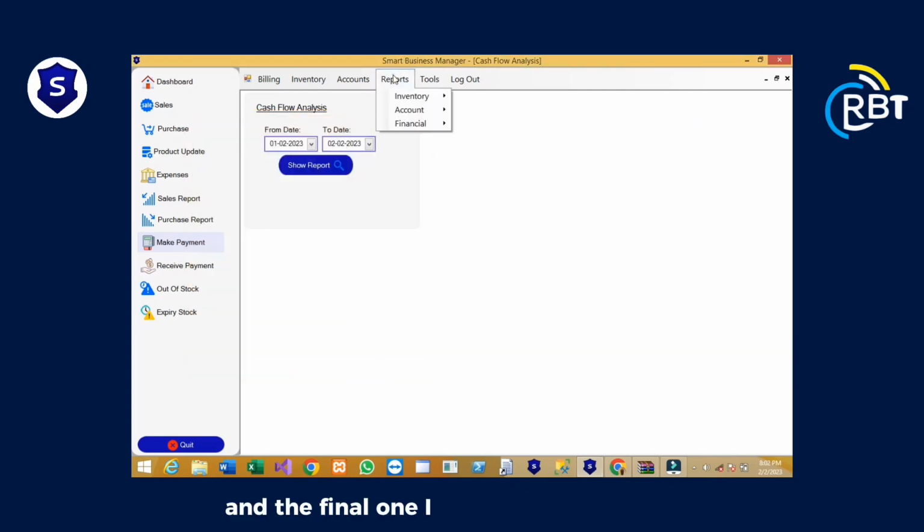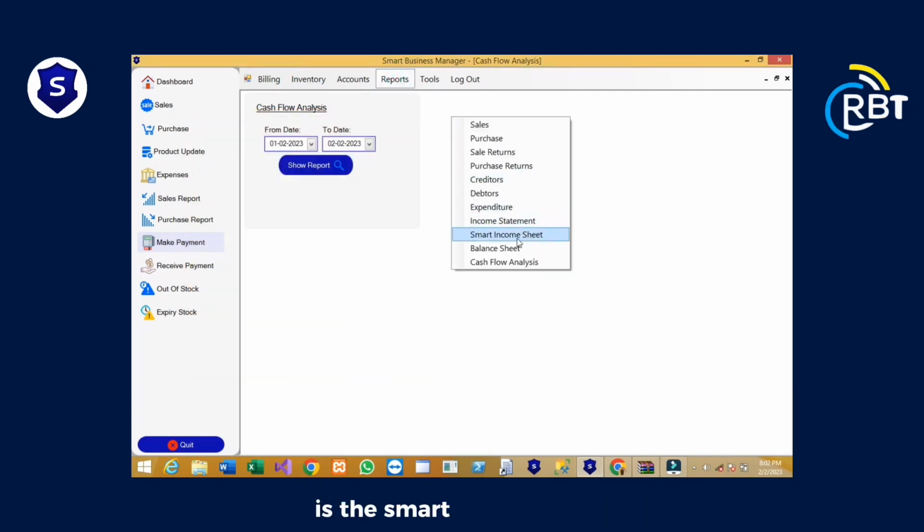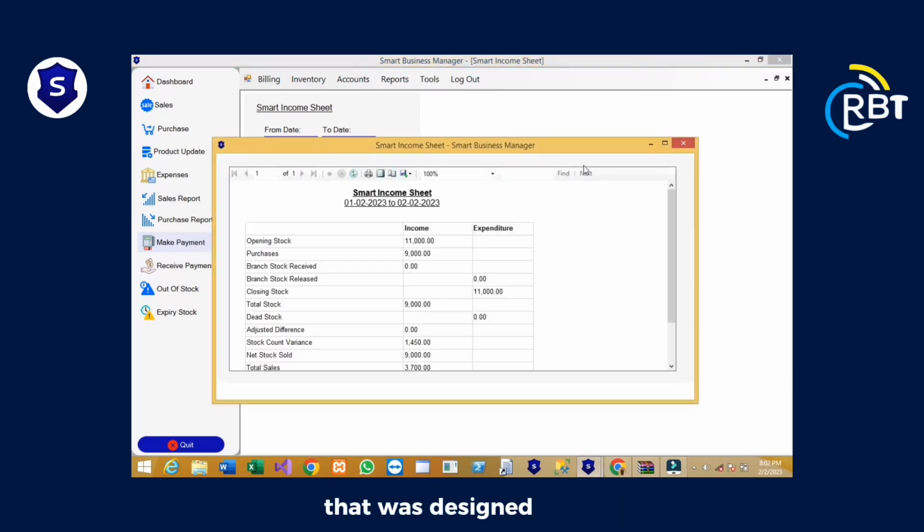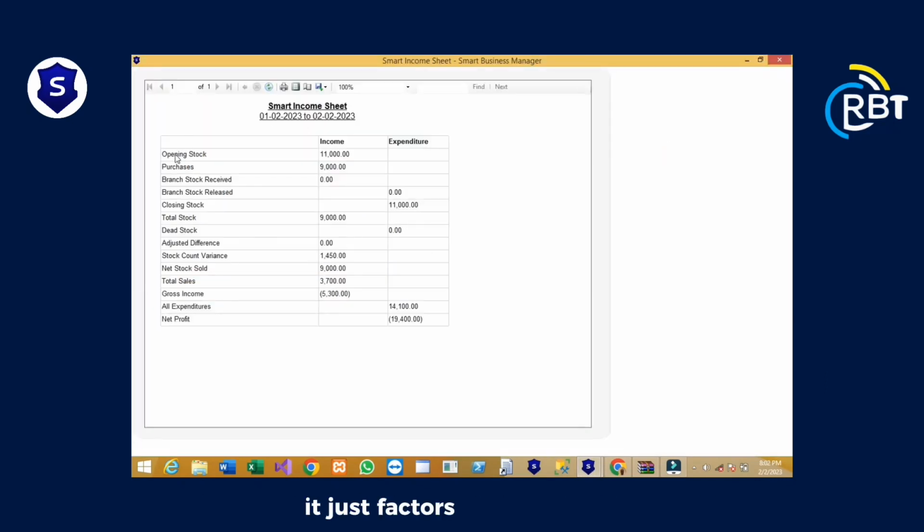And the final one I would just want to talk about is the smart income sheet. This is another type of income statement that was designed by us, but you just need to study it and understand it. It just factors in that month, that period. Let's say, for instance, how much stock you had when you started in the month, all the purchases you made, right? All the stock you sent to your branches and the ones you received. Then it's going to show you how much stock you are balanced at as of today, right?